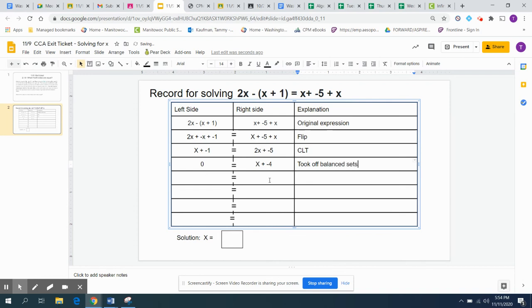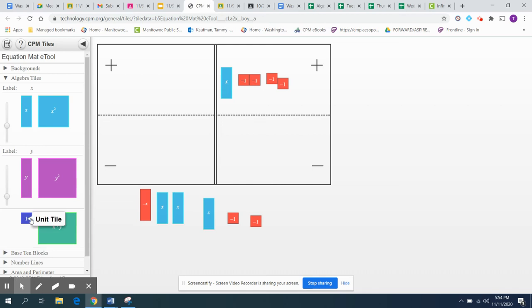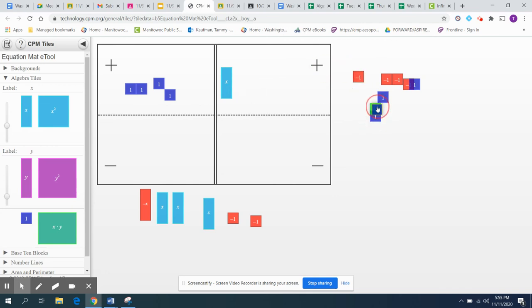Now, here's the problem. I have everything on the same side. I need to move one of these over, and I might as well move those negatives. The only way I can move those is by making zero pairs. So in order to make zero pairs on the right side, I'm going to add 4 unit tiles. Because whatever I add, I have to add to both sides, I'm going to add that on the left side too. And what happens now is these go away. And my answer is going to be x is equal to 4. I've isolated my variable. It's by itself on one side and the unit tiles on the other.